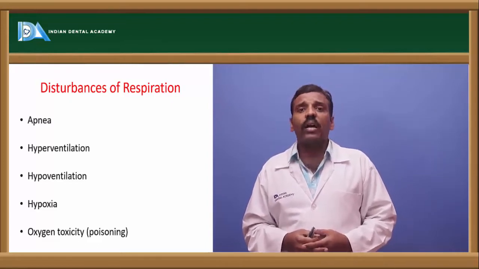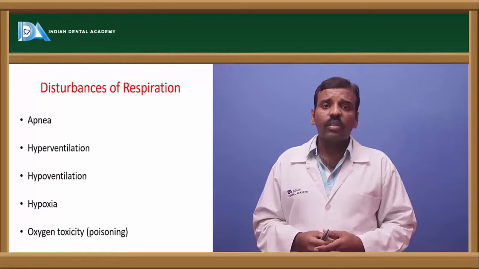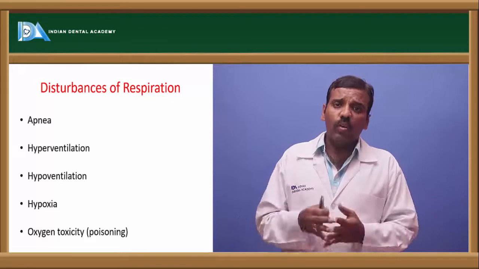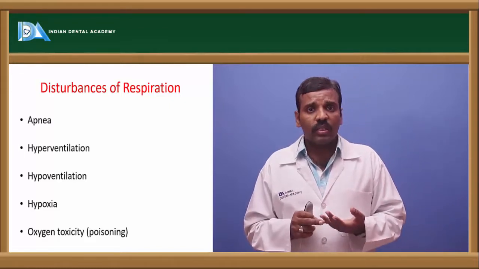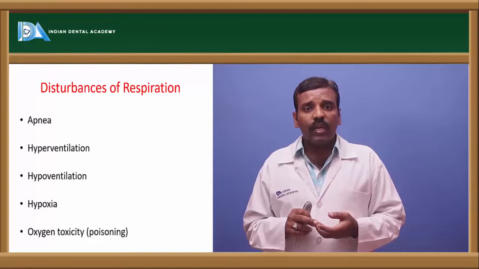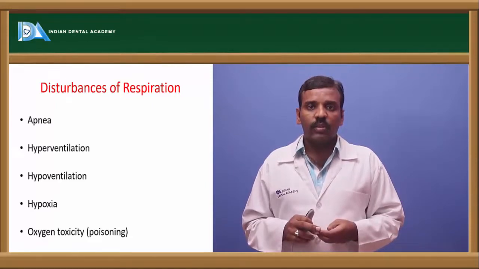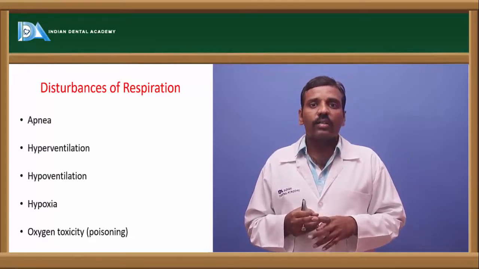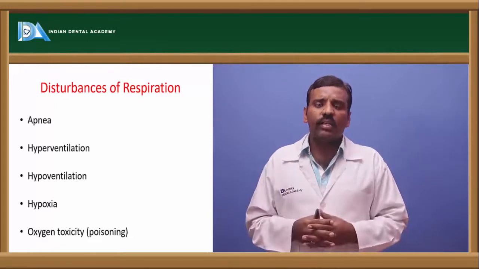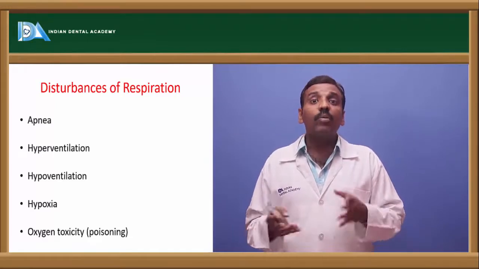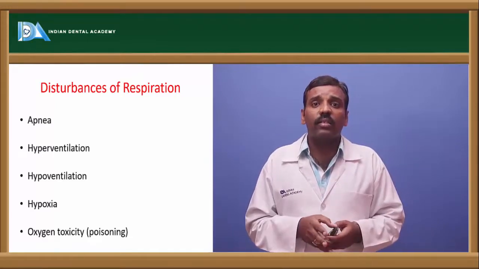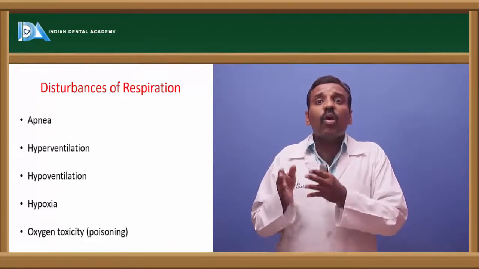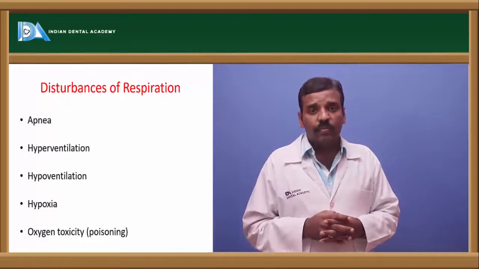And this hypoxia is of 4 types. The 4 types are stagnant hypoxia, histotoxic hypoxia, anemic hypoxia, and hypoxic hypoxia. In stagnant hypoxia, in the sense the oxygen is decreased. And in hypoxic hypoxia, in the sense the oxygen is decreased and at the same time the level of the oxygen in the tissues is also decreased.